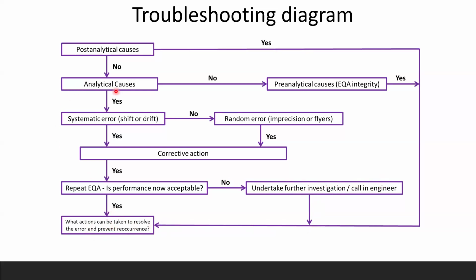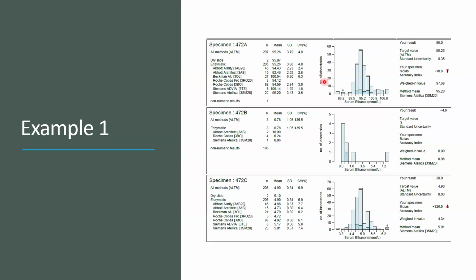If the analytical cause is not the cause of the error, then we are left with the pre-analytical causes, which again takes us back to EQA integrity. We need to think, when the sample was delivered, was it stored properly? Has it been reconstituted properly? And what has happened between the receiving of the EQA sample and its analysis? And again, when we've identified issues, we make the investigation, do root cause analysis, and then we learn from it.